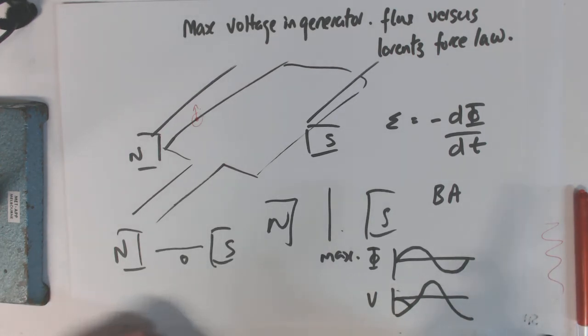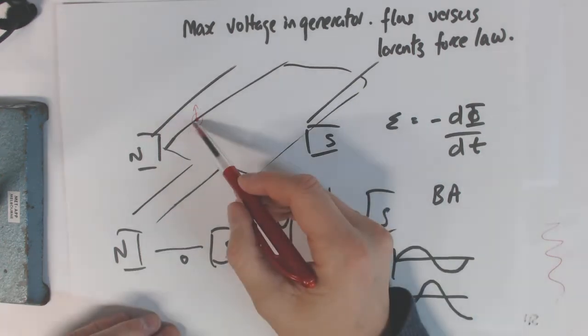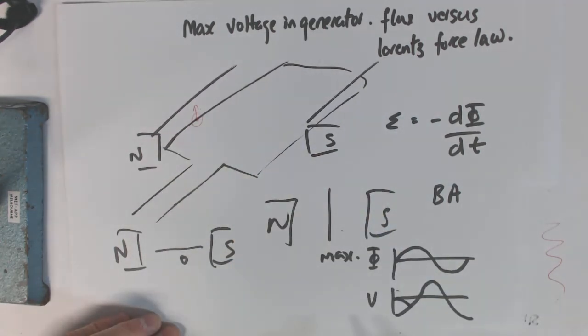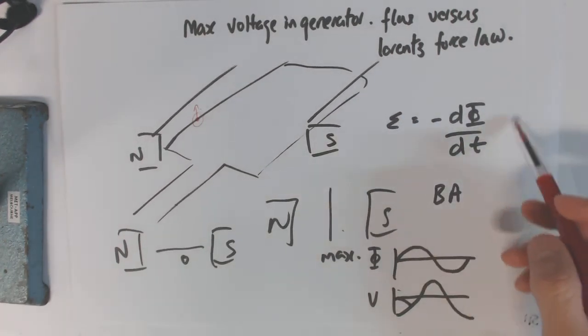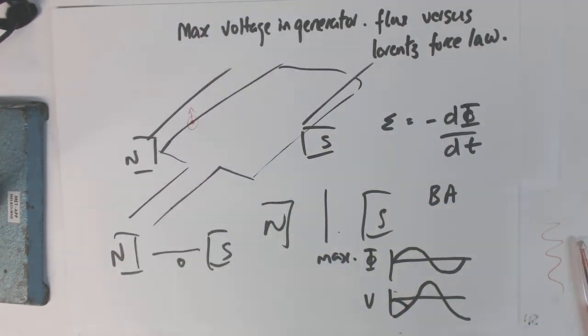I just wanted you to see that the actual Lorentz force law predicts the maximum voltage, and so does the rate of change of the flux. Both give us the same answer, maximum voltage, horizontal position. There'll be another little video where I actually talk about how we get a formula for the voltage for the generator from this formula here. We've already done it from the Lorentz force law.